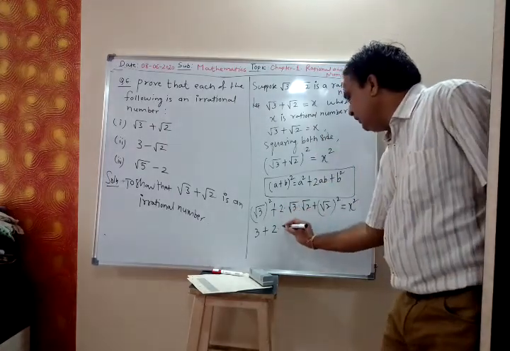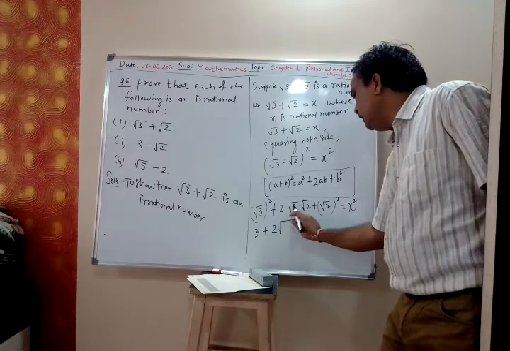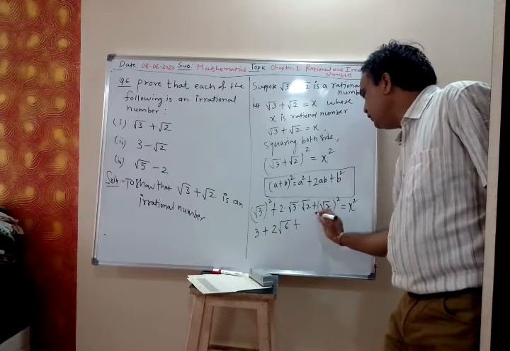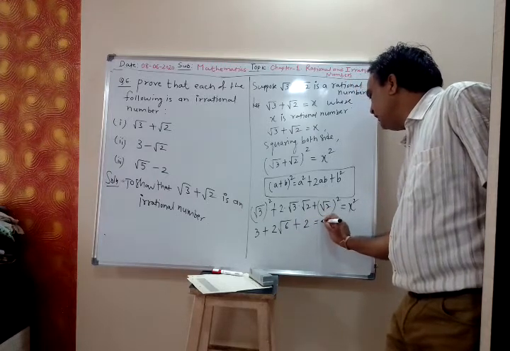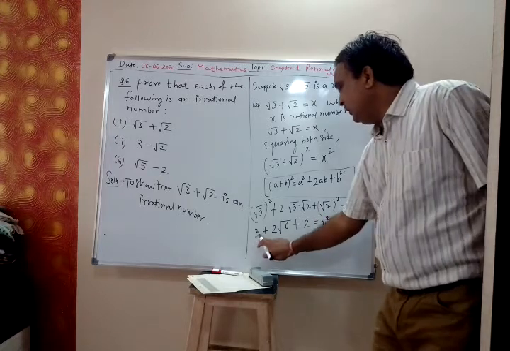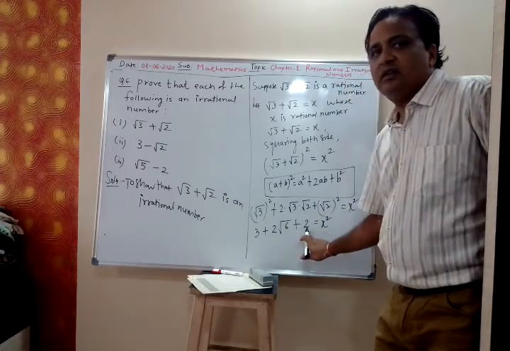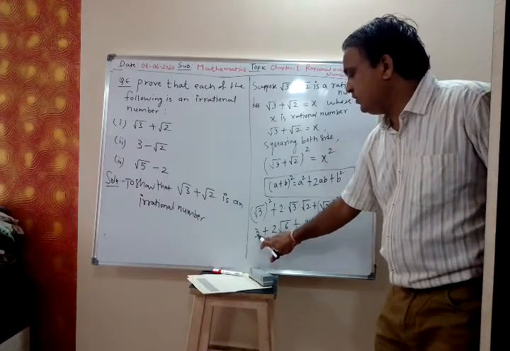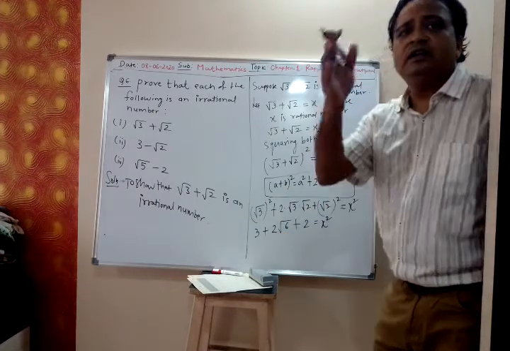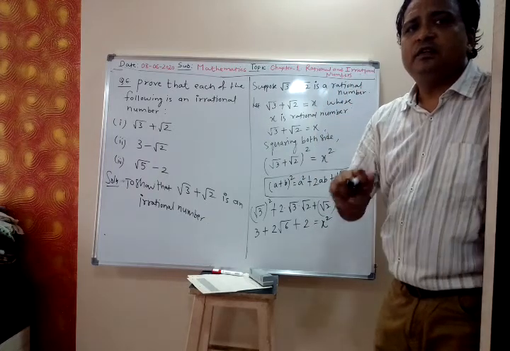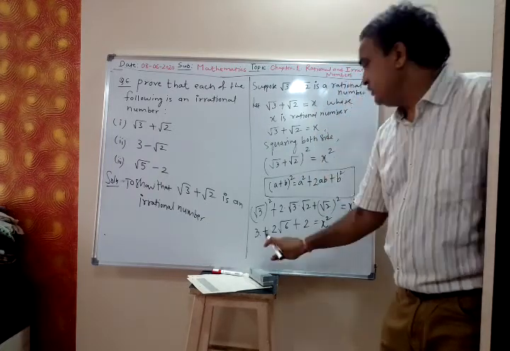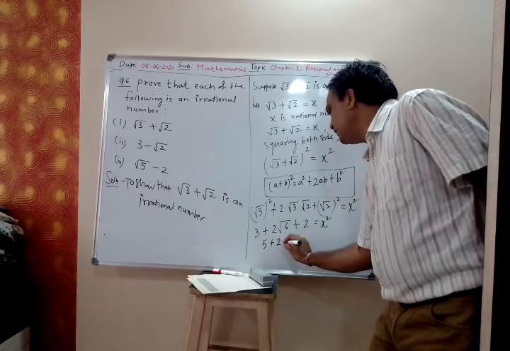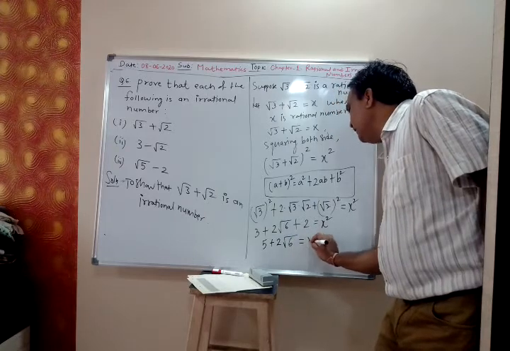So we take common root, 3 into 2 is 6. So root 6 plus 2, plus root 2 square is 2, is x square. Now 3 plus 2 is 5. These two I cannot add, because this contains root 6, and this does not contain root 6. They are not like terms. If they are not like terms, we cannot add. So 3 plus 2 is 5. 5 plus 2 root 6 is equal to x square.